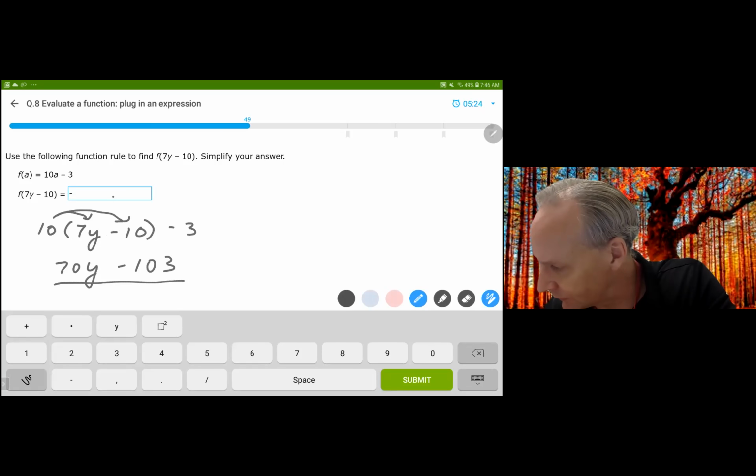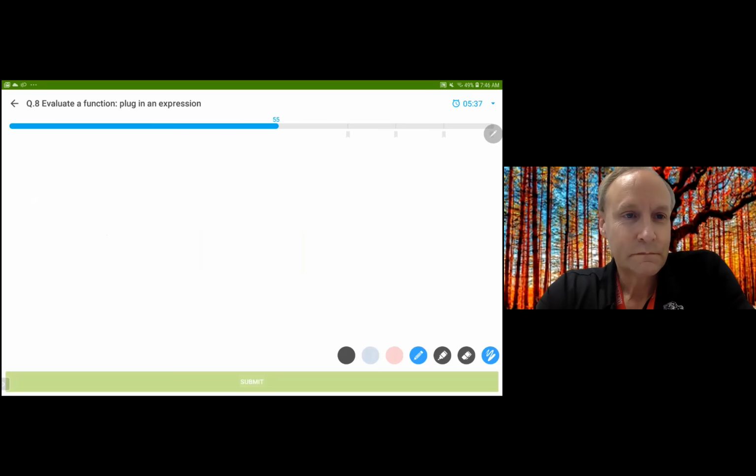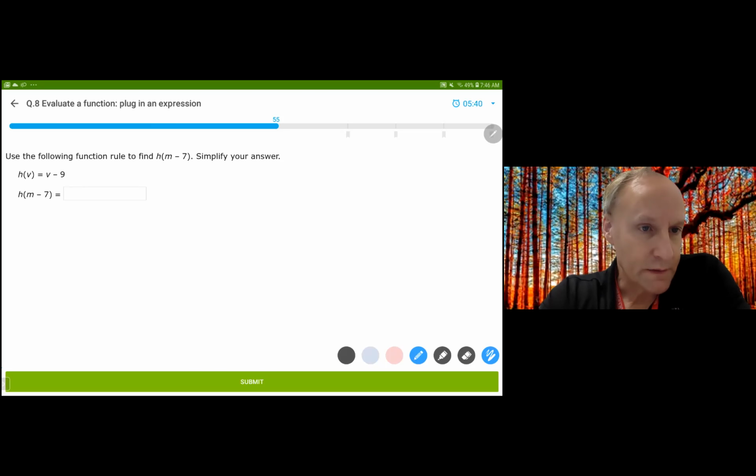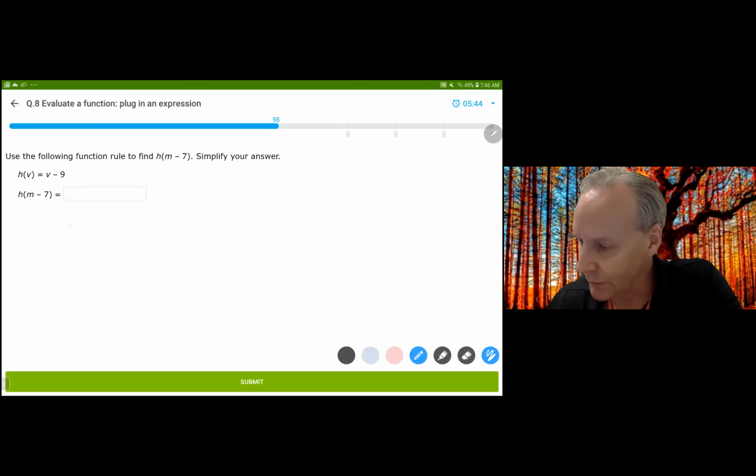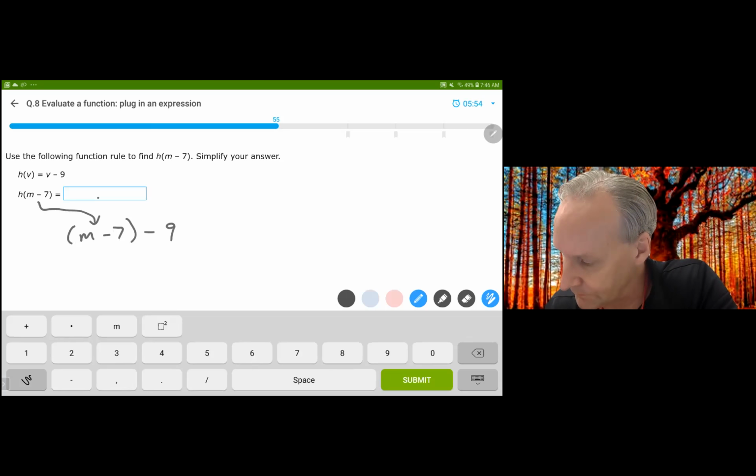Negative, oh, no negative. It's just 70y minus 103. Make sure I have the same thing. That looks good. This one we're going to put the m minus 7 instead of the v. So we have m minus 7 minus 9 because the v is getting replaced with the m minus 7, which is m minus 16.